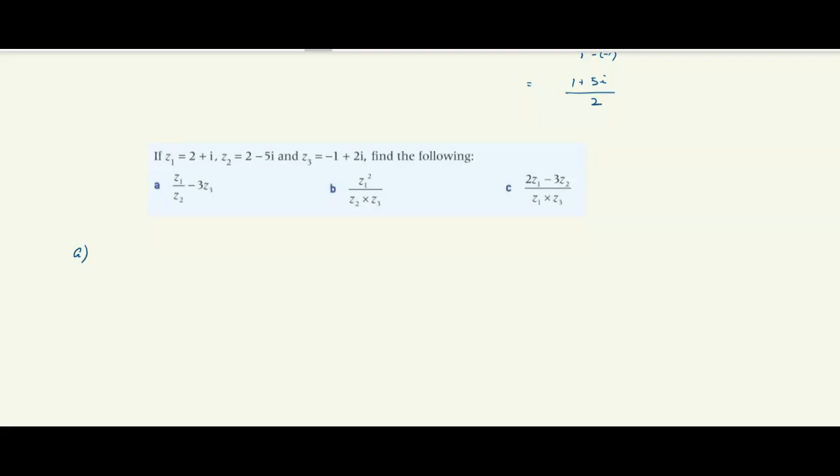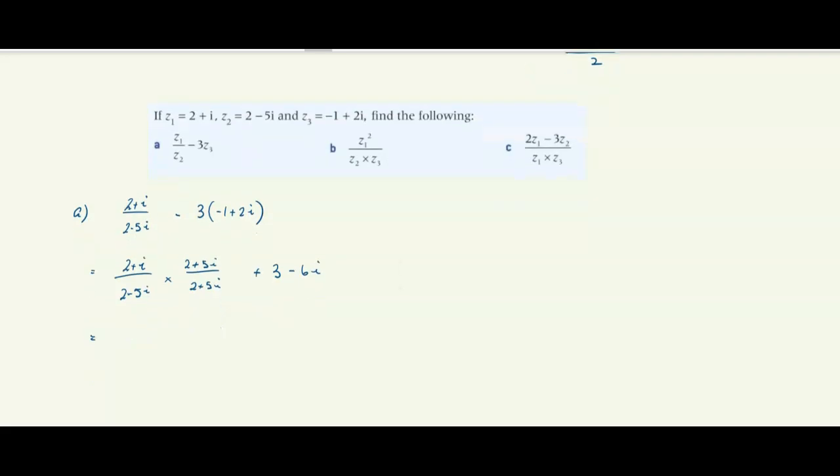Z1 over Z2, so I've got 2 plus i over Z2, which is 2 minus 5i, and I'm going to subtract 3 lots of Z3, so I'm going to subtract 3 lots of negative 1 plus 2i. Okay, what do we need to do? Well, this fraction here needs sorting, so I'm going to have to multiply by the conjugate, so it'll be 2 plus i over 2 minus 5i. I'm going to multiply this by 2 plus 5i over 2 plus 5i. Then I'm going to run this negative 3 through, so it'll be plus 3 minus 6i.